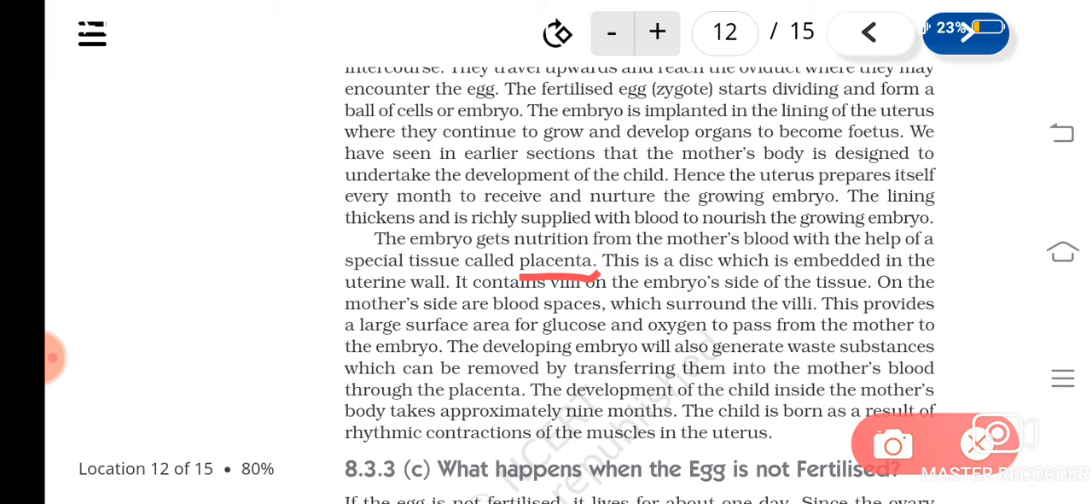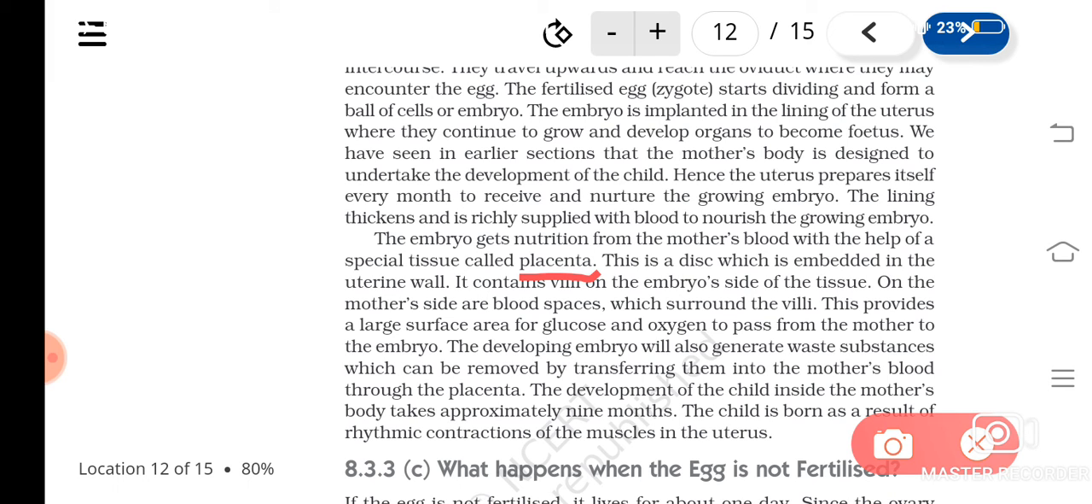Villi are what? Finger like projections of what? The embryo. Understood? So this will be placed in some blood spaces of the mother's body, and this provides a large surface area for glucose and oxygen to pass from the mother to the embryo. So what is the function of placenta? Placenta helps to give nourishment, understood, from the mother's body to the baby's body.